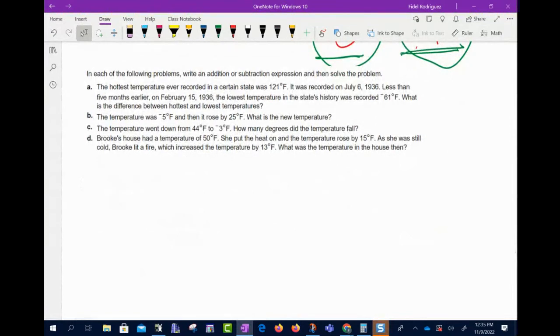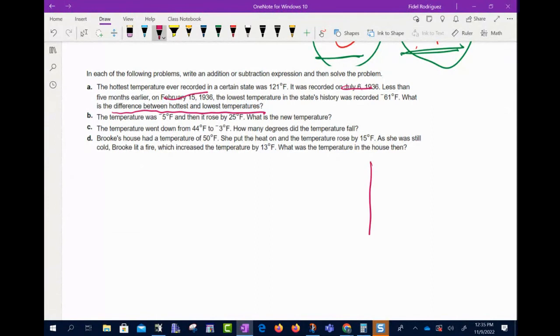But it says, for each of the following problems, write an addition or subtraction expression and then solve the problem. Okay, it says the hottest temperature ever recorded in a certain state was 121. It was recorded on July 6, 1936. Less than 5 months earlier, the lowest temperature was negative 61. What's the difference between the hottest and the lowest temperatures? Okay, y'all, I'm not going to worry so much about the dates because that's not really relevant to me. What it's asking me to do is find the difference between the hottest and the lowest temperatures.